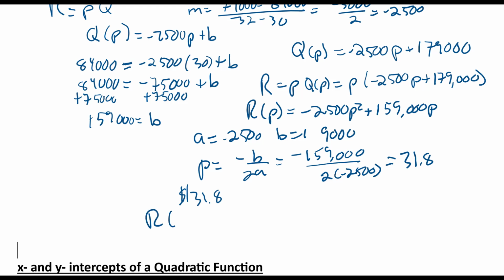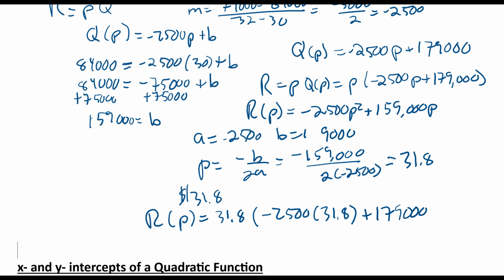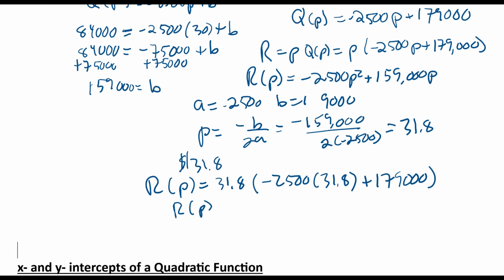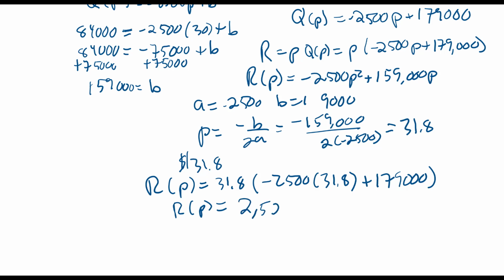So R of P would be 31.8 times negative 2,500 times 31.8 plus 179,000. And the revenue would be $2,528,100. And that's quarterly revenues.